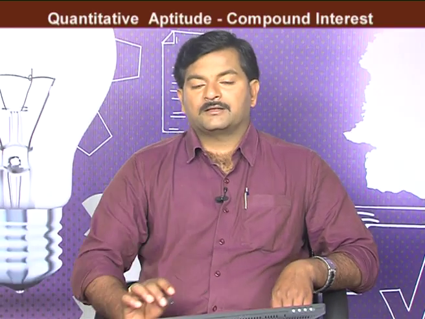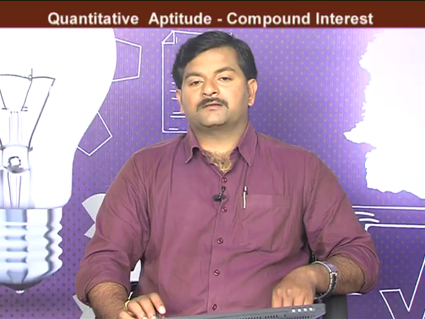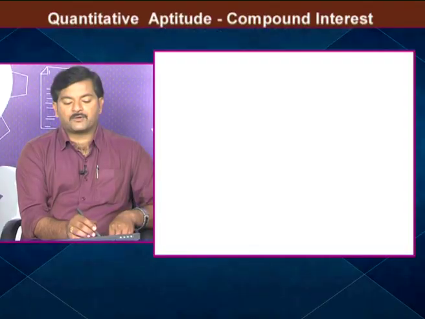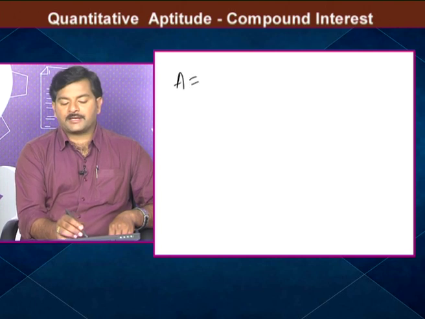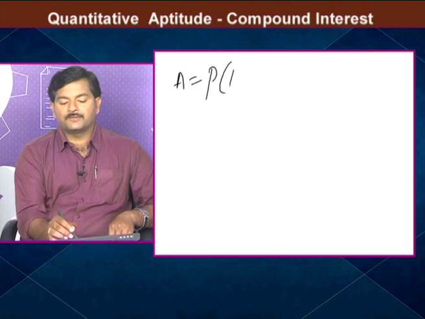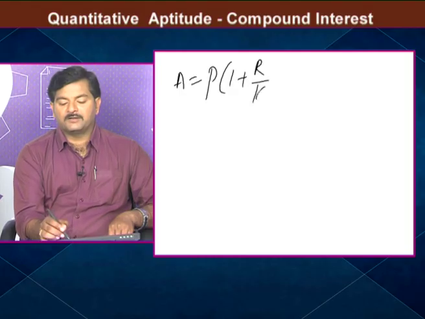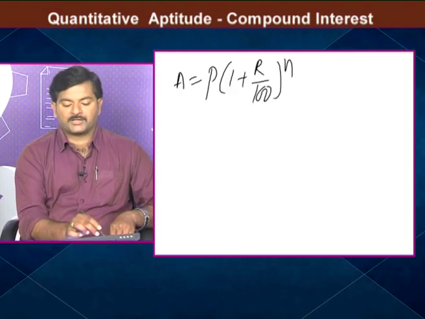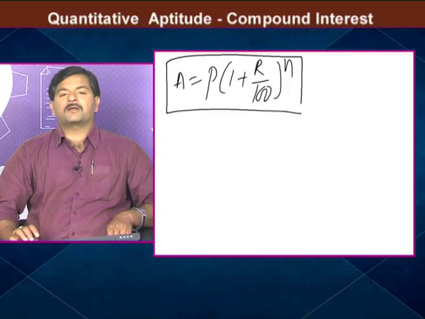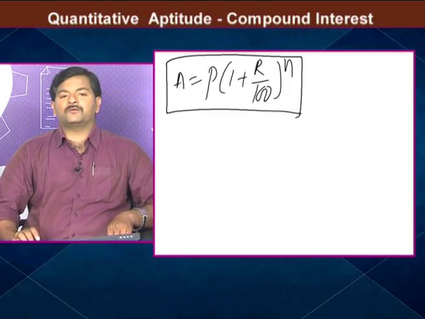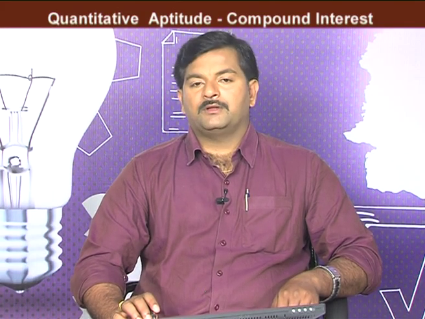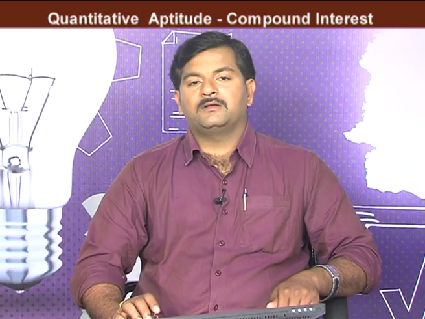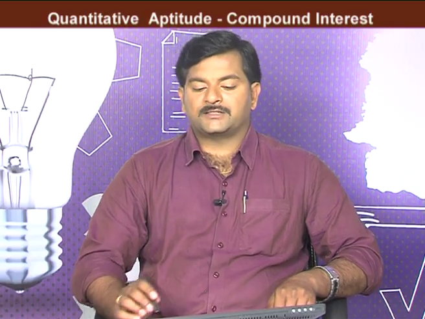And secondly, there are two different formulas. First formula is the amount formula. Amount A is equal to P into (1 plus R by 100) whole power n. In compound interest, the amount formula is A = P(1 + R/100)^n. Here A is the amount, P is the principal amount or simply principal, and R is the rate of interest.